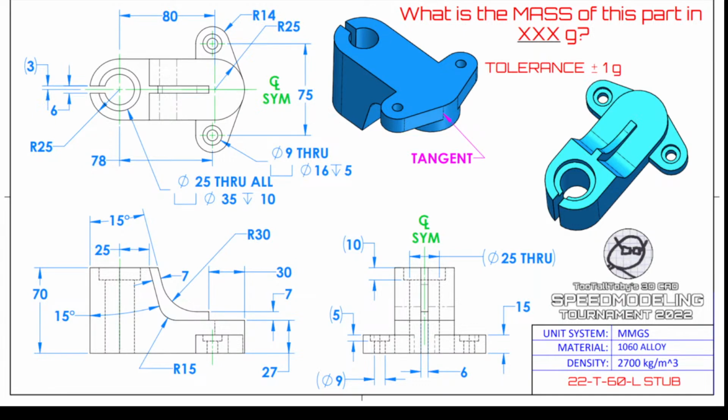What is the mass of this part in XXX grams? The material is 1060 aluminum alloy. The density of that is 2,700 kilograms per cubic meter. Make sure you get that density correct.